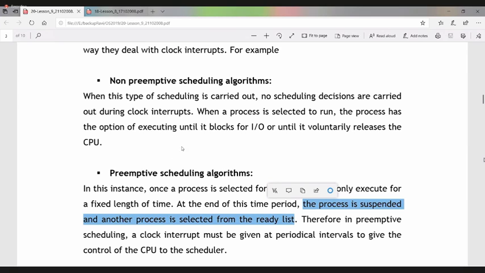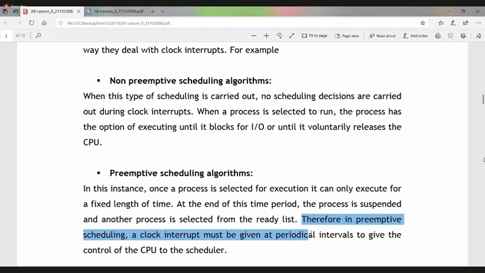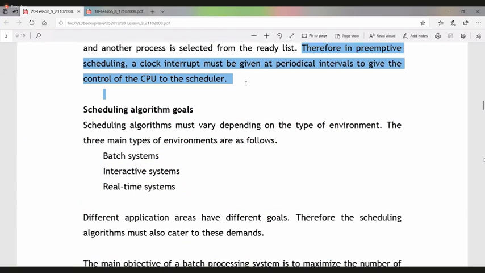Non-preemptive, you don't worry about clock interrupt. Therefore, in preemptive scheduling, a clock interrupt must be given at periodical intervals to give the control of the CPU to the scheduler. So you can beforehand decide how long the clock interrupt is. That means when you give a chance to one process, how long you allow, maybe milliseconds or something like that.